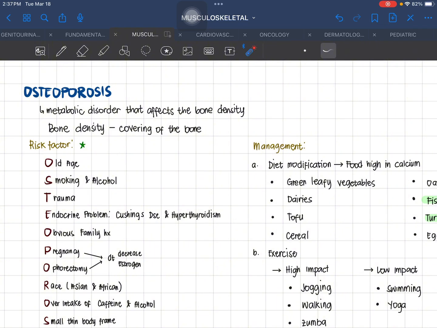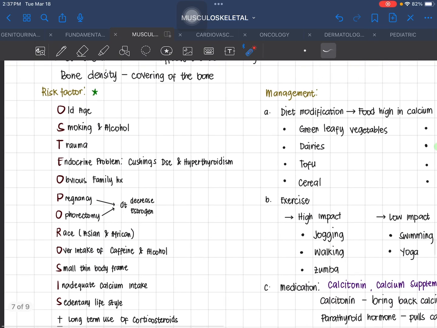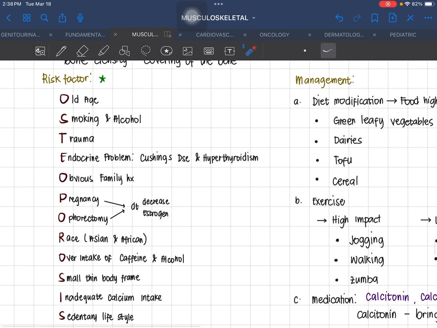Okay, so osteoporosis. Osteoporosis is a metabolic disorder that affects the bone density. So, yung bone density natin, yun yung responsible for the covering of the bone. So, again, it is a metabolic disorder that affects the bone density. So, ano nga ba yung risk factor ng osteoporosis? So, meron tayong word na osteoporosis. So, O stands for old age. So, common siya sa old age.